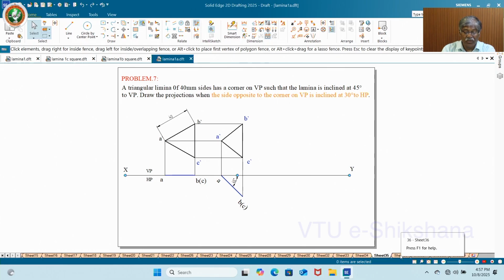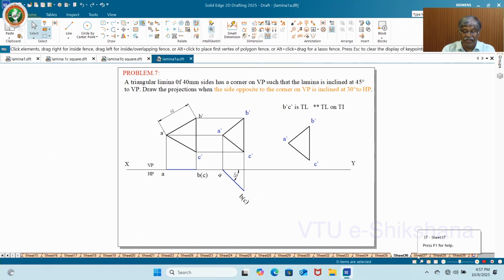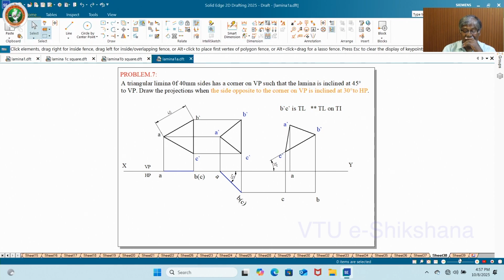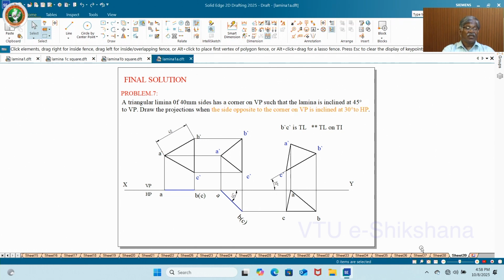What you do is, you move and then rotate this such that BC is 30 degree. Again it is true length. See, this is 40, this is also 40, this is also 40. No change because it is on VP. On VP, inclined only to HP. So 30 degree is the true length and true inclination since B dash C dash is true length. Now project it and get the final figure. So this is how you get the projection of planes for a given particular position.